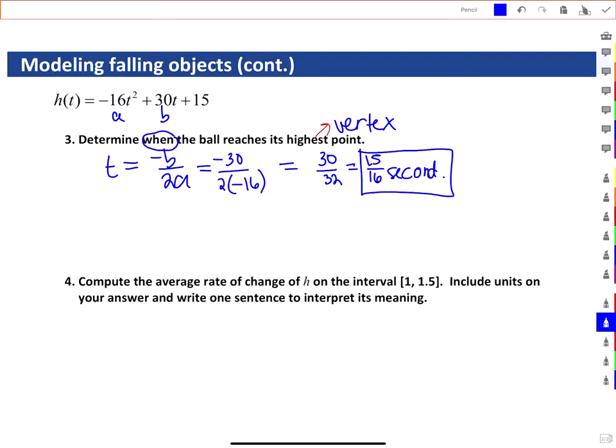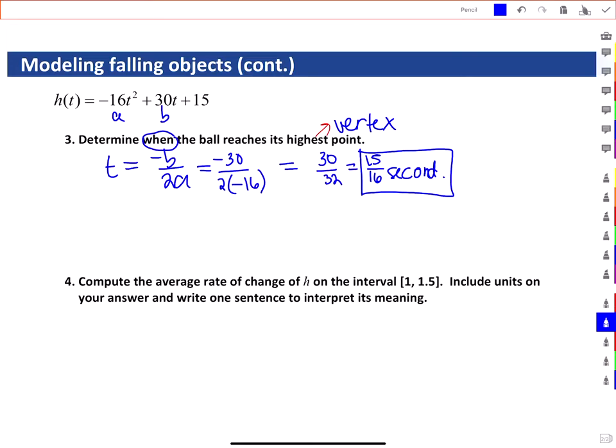Now, if it asked me how high it was, then I'd have to do some more, right? I'd have to take this 15/16 and plug it back into our function, but it didn't ask me that, so I don't have to worry about that one. Fabulous. All right, the last question here is to compute the average rate of change of h on the interval from 1 to 1.5.